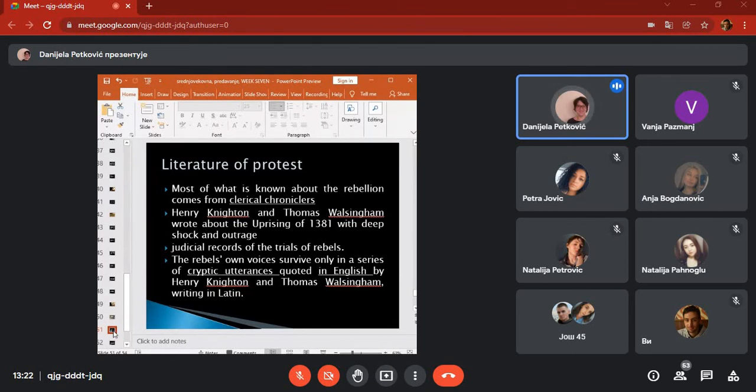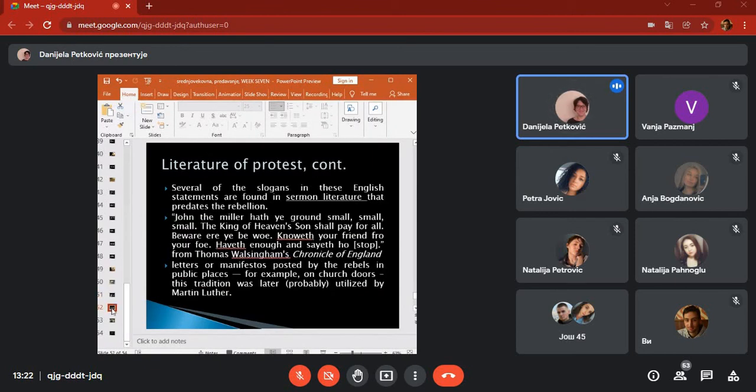And interestingly enough, even though these chronicles were written in Latin, the voices of the rebels are heard in English, cryptic utterances in English, but they are not necessarily very clear. So, for instance, you have several of the slogans that are found in sermon literature, which predates the rebellion. So, sermon literature that was energized by the translation of the Bible into English by John Wycliffe.